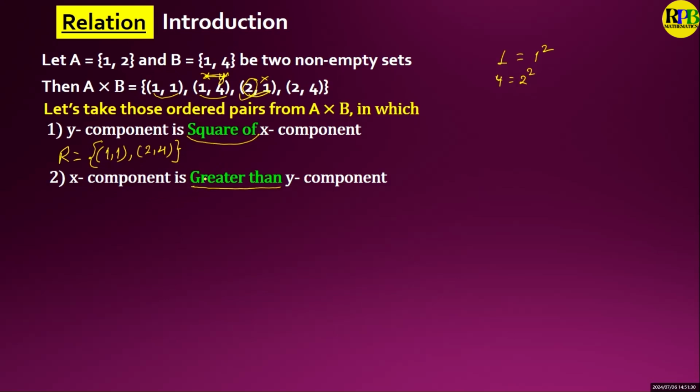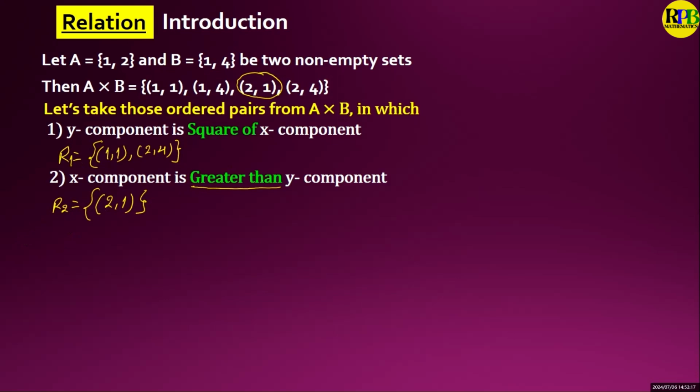Greater than. X component is greater than Y component. That is 2, 1. So 2, 1 is the only ordered pair where X component is greater than Y component. So here we'll take only the ordered pair 2, 1. And the set of this ordered pair is also a relation. The relation is X component is greater than Y component. If you call the first relation R1, then this relation is R2.